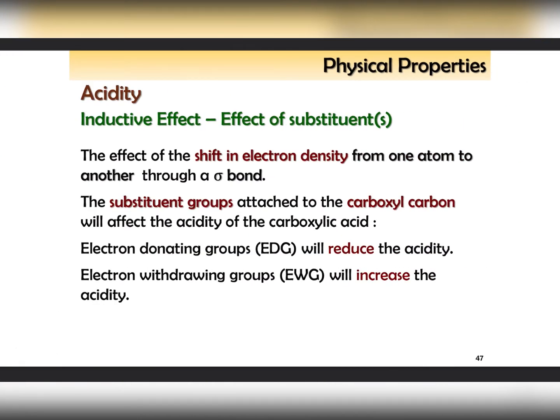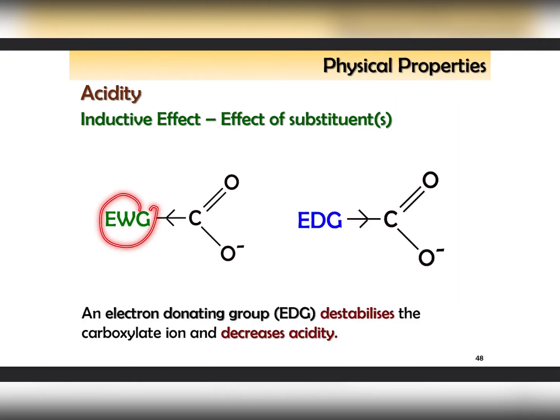So next kita akan tengok inductive effect. So inductive effect ni depends on the substituent. Okay, so C double bond O OH. So dekat bahagian sini substituent dia adalah sama ada electron withdrawing group ataupun electron donating group. Okay. Oh, kalau ada EWG, dia akan tarik electron density. And kalau electron donating group, dia akan donate electron density.